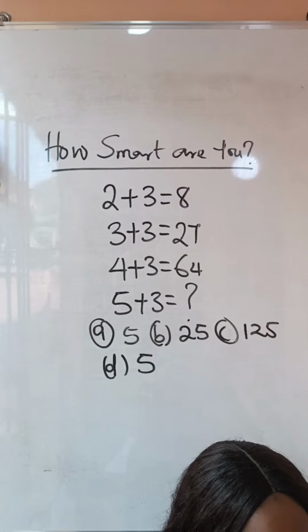All right. 2 raised to the power of 3 is 8. 3 raised to the power of 3 is 27. 4 raised to the power of 3 is 64. Now, what is 5 raised to the power of 3?